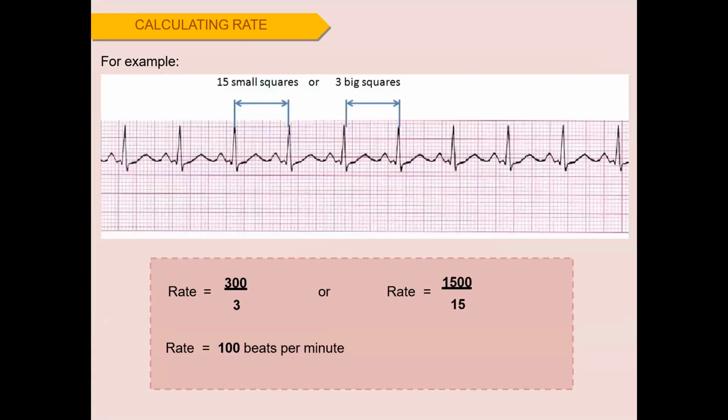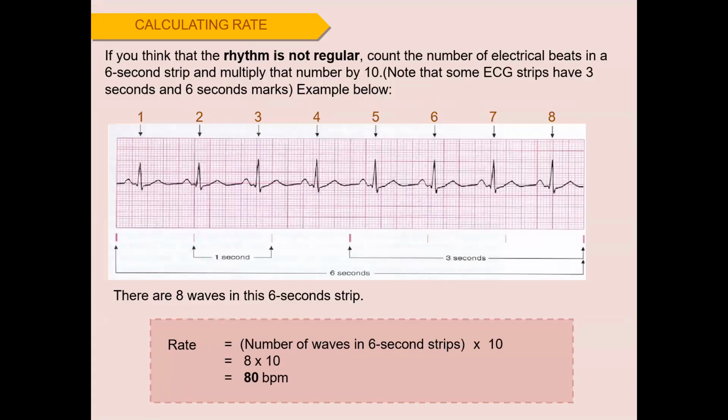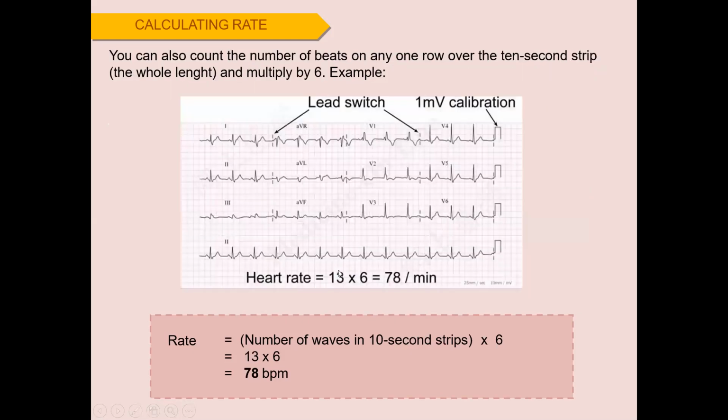So calculating rate, suppose this is 15 small squares, 1500 by 15 is 100, or 3 large squares, that is 300 by 3 is 100 beats per minute. Now, if the rhythm is not regular, then count the number of electrical beats in a 6-second strip and multiply that number by 10. Look at this strip: 1, 2, 3, 4, 5, 6, 7, 8. 8 into 10 is 80 beats per minute.